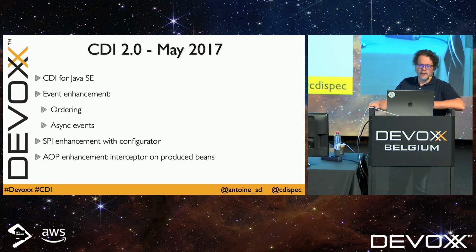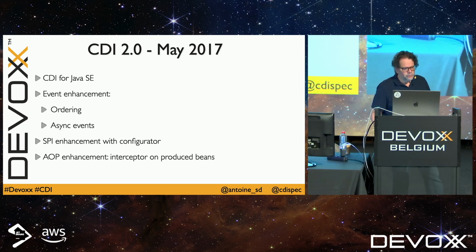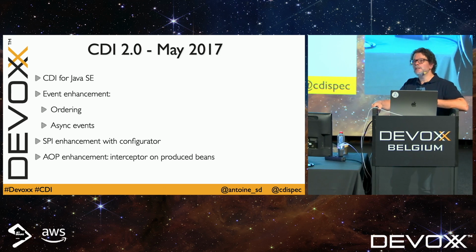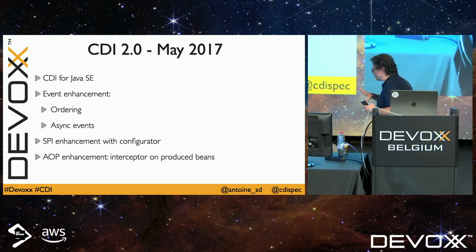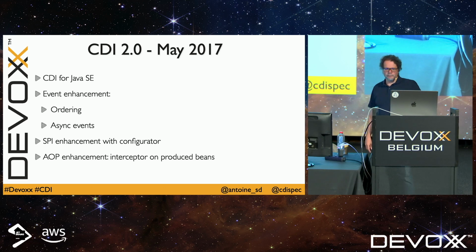Nevertheless, it was there. We added enhancements on the event, so asynchronous events. Using this, you could launch events in an asynchronous way. That wasn't the case before, and also ordering of the events. We also tried to ease the development of portable extensions with the SPI enhancement. So we added a kind of configurator, a kind of builder pattern, on the portable extension. It was quite nice, and a lot of people loved that. And we also had AOP enhancement with interceptors on the producers.